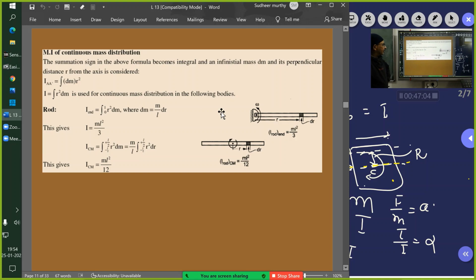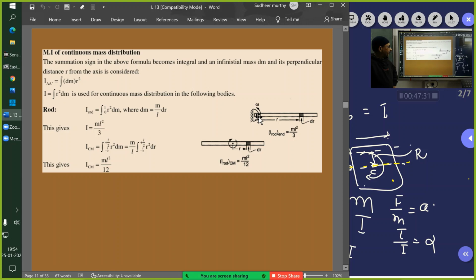Now these are some small things which I'm sure you will be able to do quickly. So now you can see that there is a thin rod, because I have not taken the lateral dimensions into consideration here. That's why I say it is a thin rod. Now, what is the moment of inertia of this rod about this point?